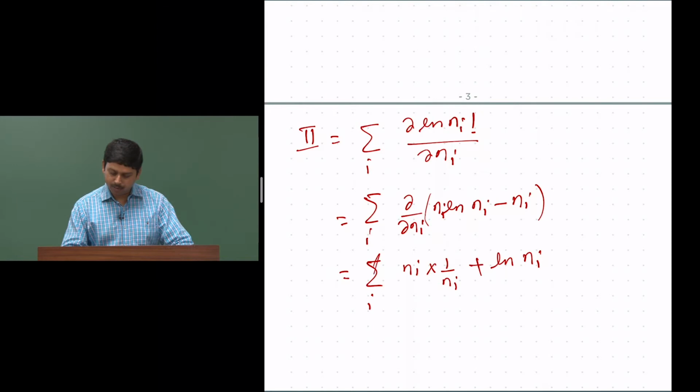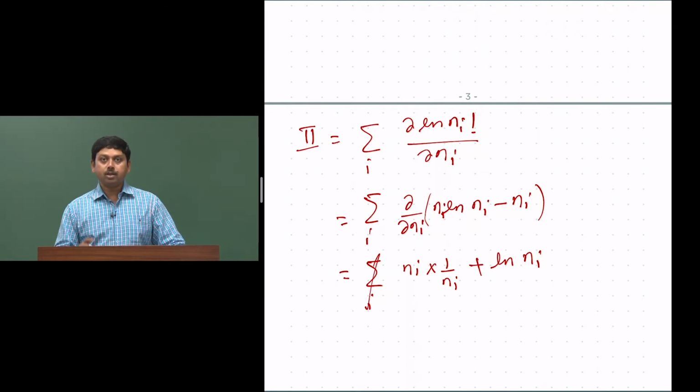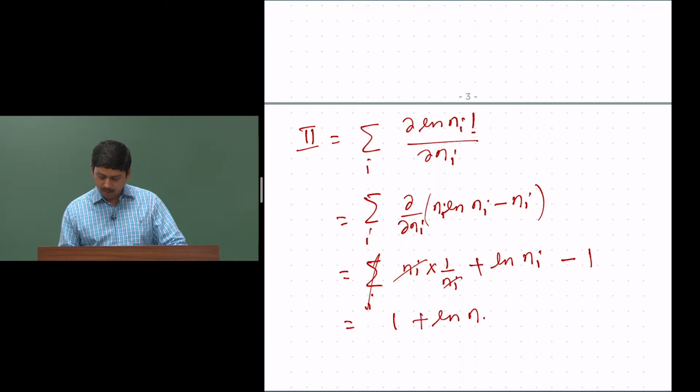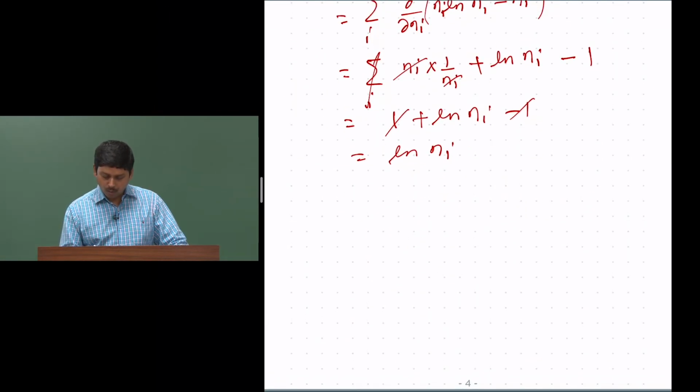For ln n_i, there is also a sum, the sum will go away because only one term is going to survive, and in this case the second term will be just 1. So, here this cancels, giving me 1 plus ln n_i minus 1. So, they cancel and I get ln n_i. So, 1 minus 2 is going to give me ln N minus ln n_i, which is ln N by n_i.